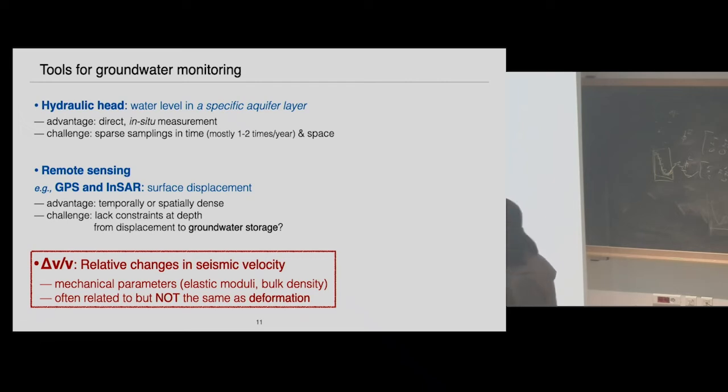So what we hope to do here is to use seismic waves that travel underground to add a new perspective to this hydraulic monitoring. To be more precise, we are measuring delta V over V, which is the relative change in seismic velocity, as a measure of elastic moduli and bulk density. So it can indicate the changes in hydraulic properties. I also want to note that delta V over V is essentially a mechanical parameter. It's often related to deformation, but not the same as deformation.